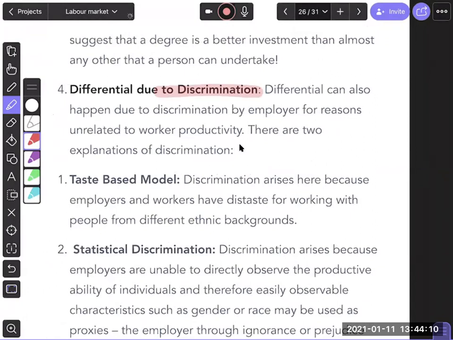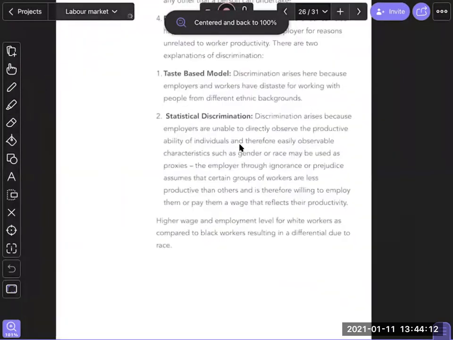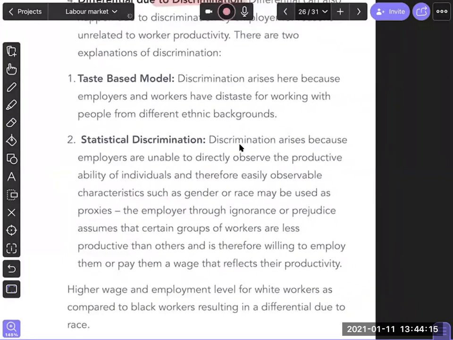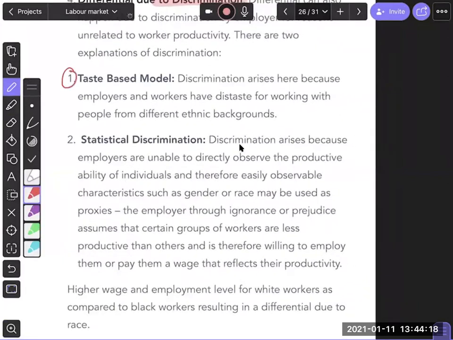There are two kinds of discrimination that are identified. This is not in our syllabus, but I do talk about it. The first is taste-based discrimination. This is like racism, or pure discrimination, where people are just not employing you because you have a different gender, religion, race or ethnic background, and so on. The reason is simply taste: you just don't prefer one kind of people.